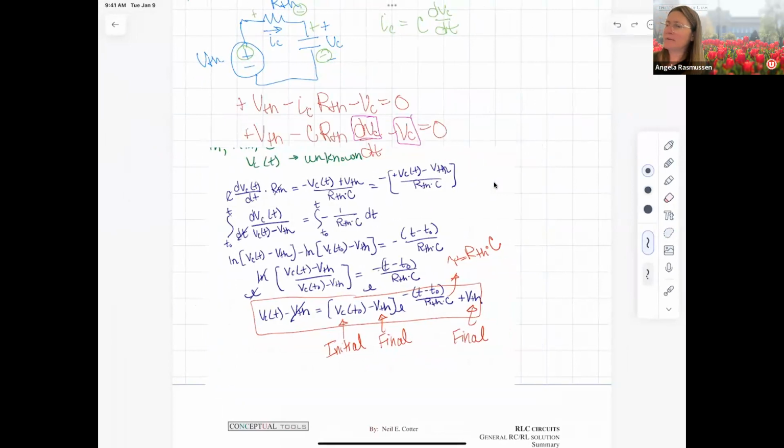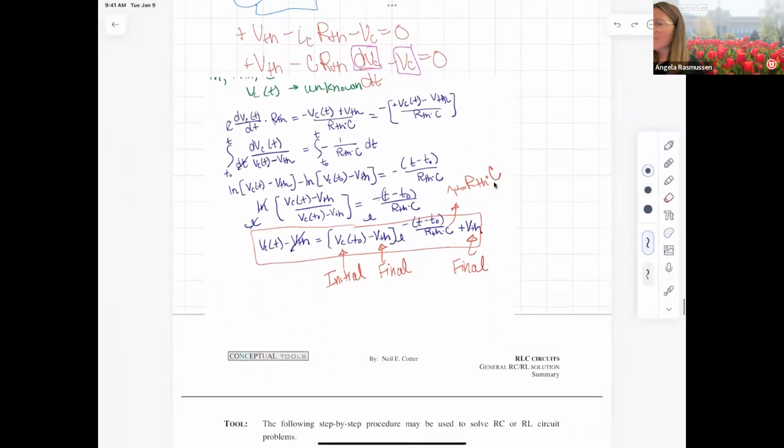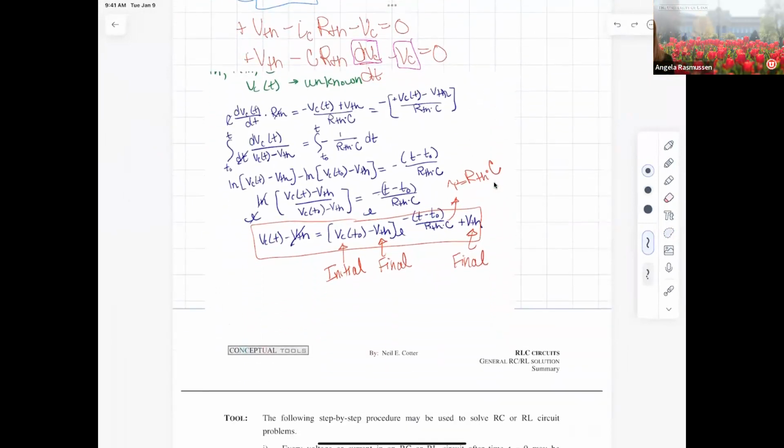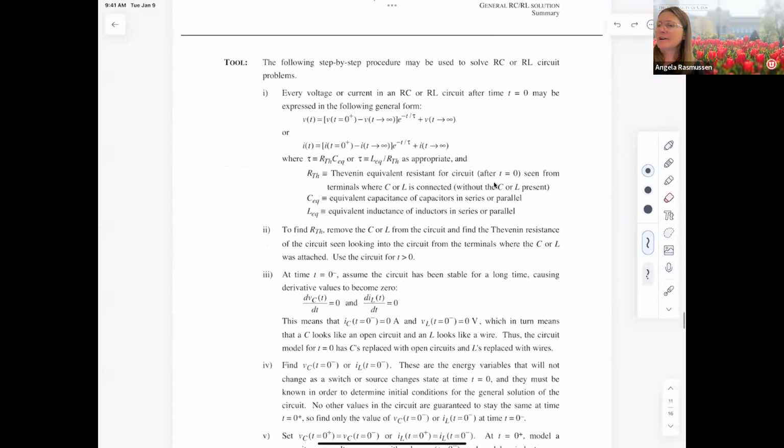Oops, I still wanted those. There we go. Okay, so same thing we end up getting with the derivation: we have that final value plus initial minus final times e to the minus t minus t naught over tau, where tau in this case ends up being RTH times C. So the exercise is to go through this derivation on your own and make sure you can come up with this equation. These are the steps here, but do use it as an exercise.